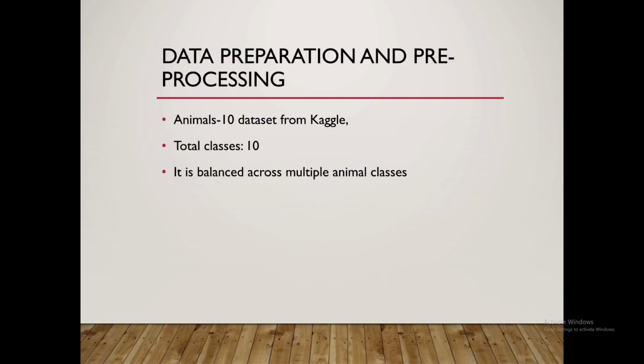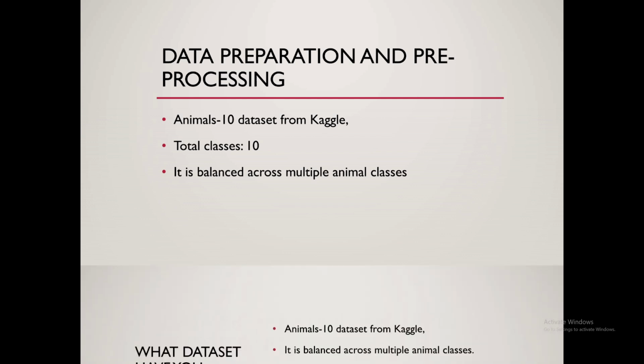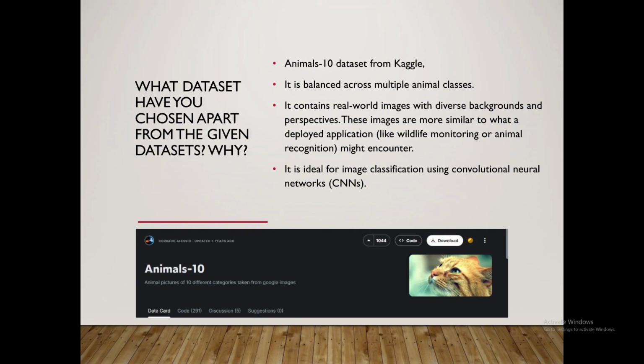For data preparation and pre-processing, we are using the Animal 10 dataset from Kaggle. Why do we use this dataset? Because it is balanced across multiple animal classes. It contains real-world images with diverse backgrounds and perspectives. These images are more similar to what a deployed application like wildlife monitoring or animal recognition might encounter. It is also ideal for image classification using convolutional neural networks, which is CNN.